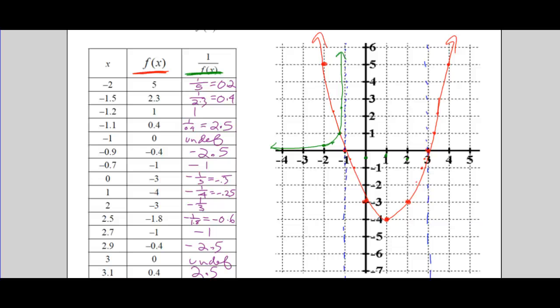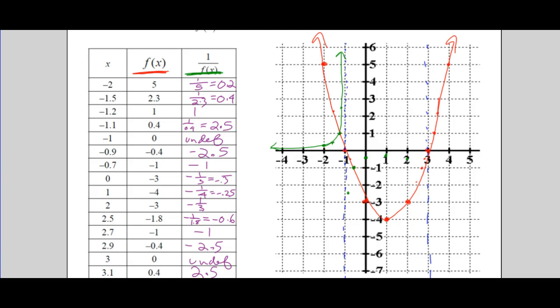Okay, now I got to go to the table because I got to see what's happening. So as we approach negative 1, but from the other side, from above, right, from a larger value, at negative 0.9 we get negative 2.5. So this value is negative 2.5, that's at about there. At negative 0.7, we're at negative 1.